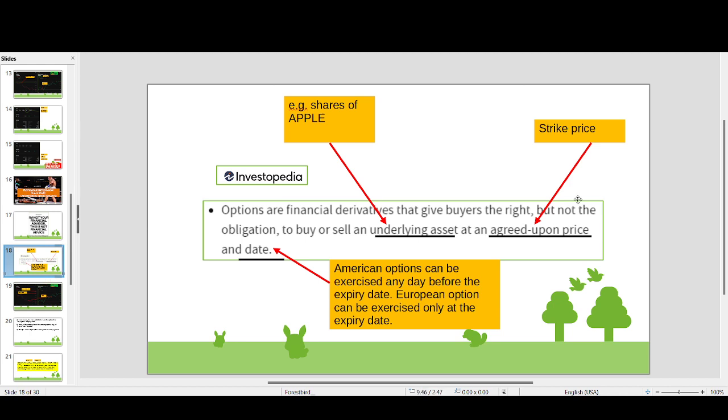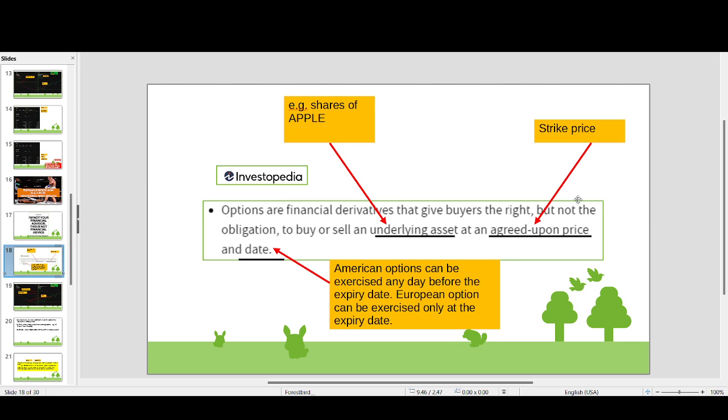Let's first start with the definition of option. An option is a financial instrument that gives the buyer the right, but not the obligation. Meaning you don't need to exercise this right, it's up to you. You get this right to buy or sell an underlying asset. So every option will have an underlying asset, which means the price of the option will depend on, let's say, a share. It can also be an ETF or some other asset.